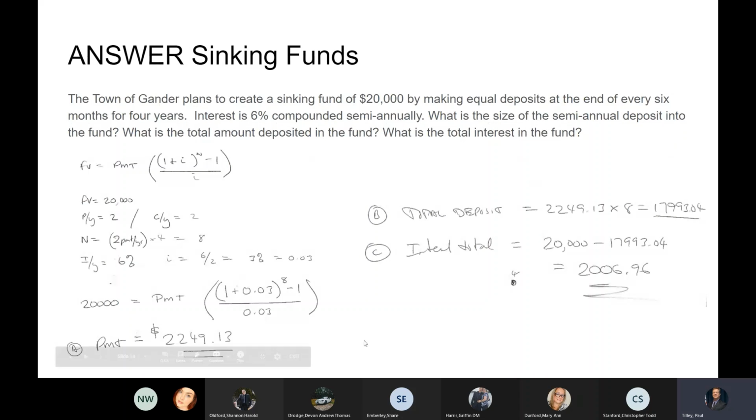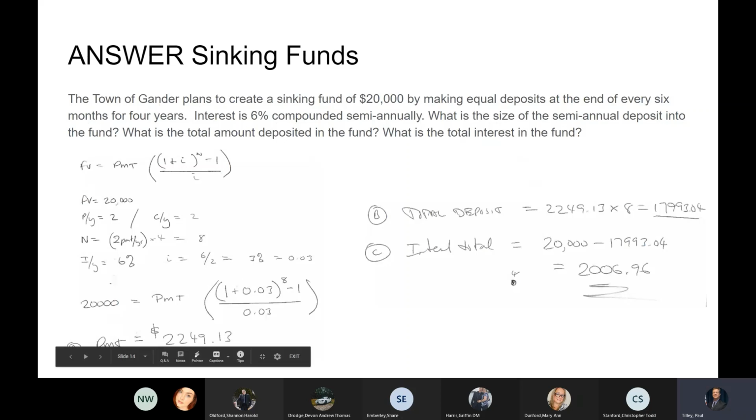So if we take a look at this then, we've got our future value amount, $20,000. We're going to calculate our payment. We've got the value I. We know the value I, for example, is 6% divided by 2, which is 3%, which is 0.03. And we've got the value of N, where there are 2 per year for the period, so that's 8, seeing it's 4 years. Minus 1 over that. We do the math on that, and the payment that we need to make is $2,249.13. So that's the payment.